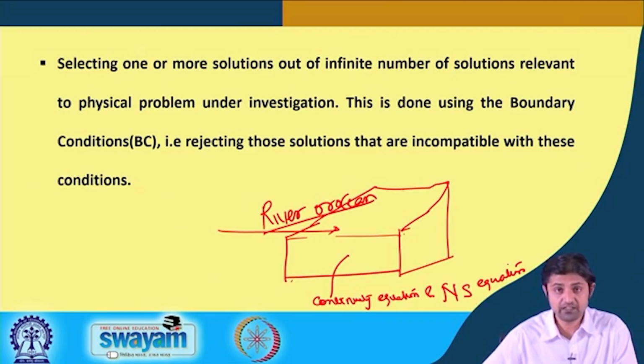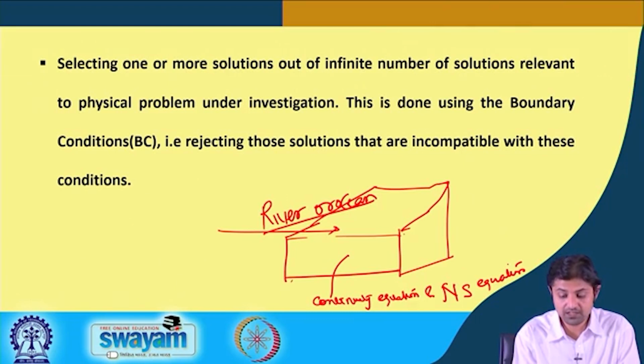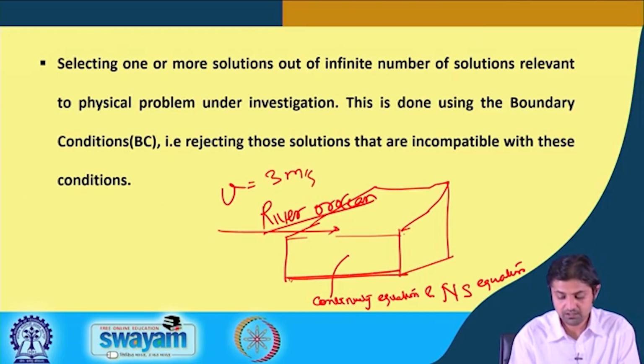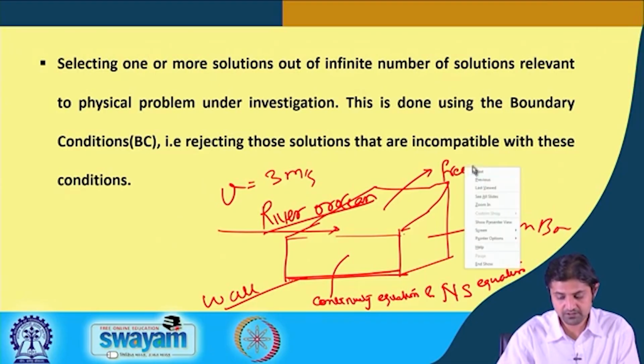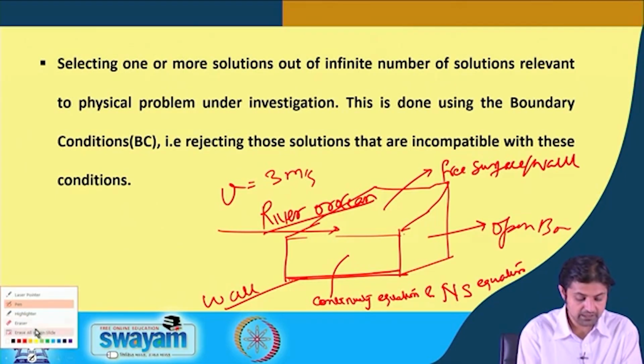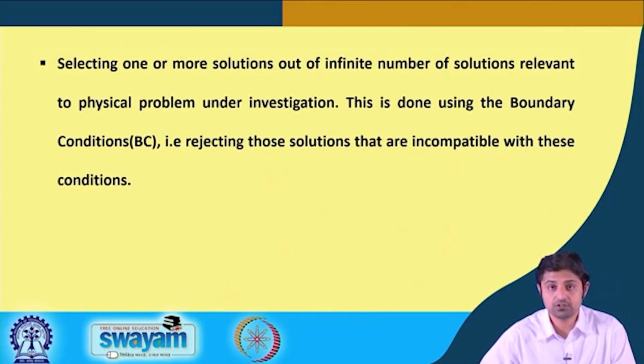are two such differential equations that must be valid in this domain. Now, this will have an infinite number of solutions, so we must provide a boundary condition. A boundary condition like the water entering here has a velocity, let us say 3 meters per second, here there is a wall, this is an open boundary. We can either specify a top free surface or even a wall here. So, what I mean to say is, these are the boundary conditions that will determine that there will exist a unique solution.